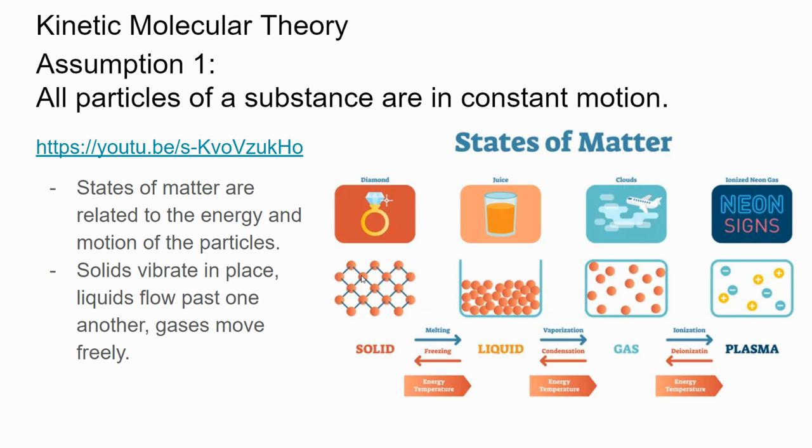A gas we consider to have no intermolecular forces, none to very little. The gas particles are just bouncing around like crazy. They don't really have any attraction towards one another. There really are no intermolecular forces between gases, very, very little. So that's the first one, that all particles are in constant motion. The only time they are not in constant motion is at absolute zero, at 0 Kelvin.